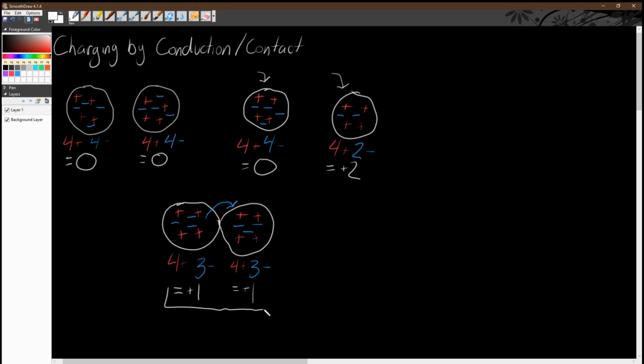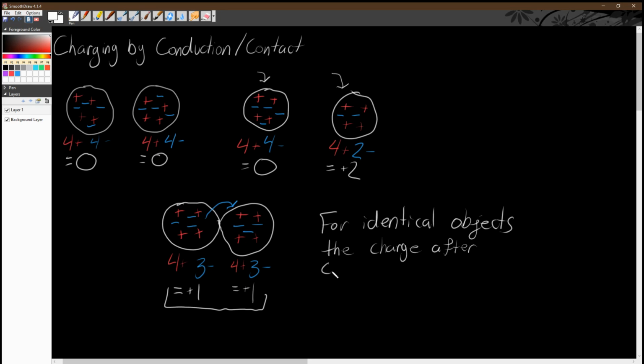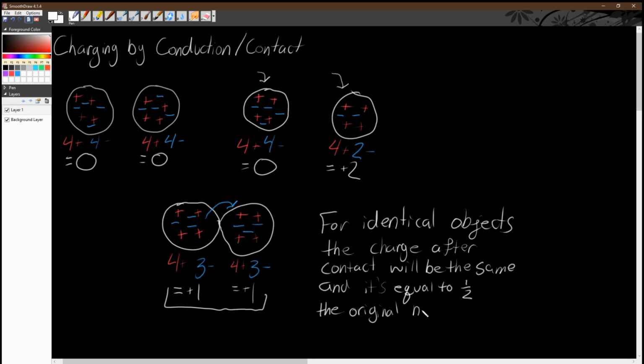This will always be the case for identical objects, meaning objects of the same size. The charge after contact will be the same, and it's equal to 1/2 the original net charge.